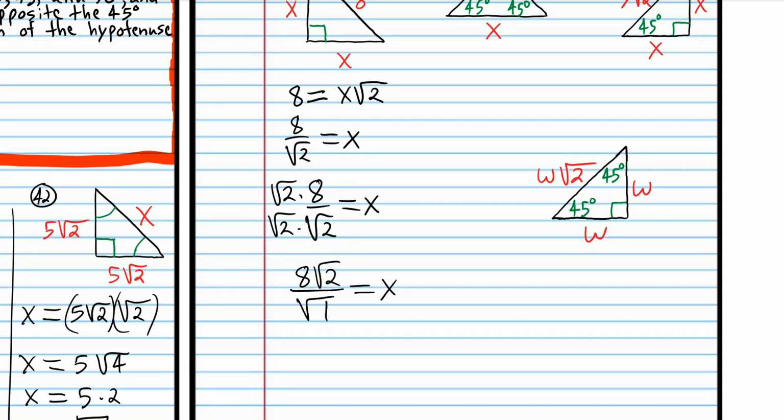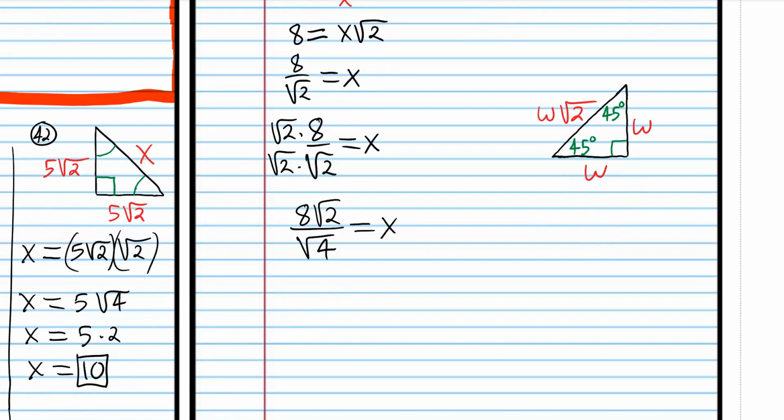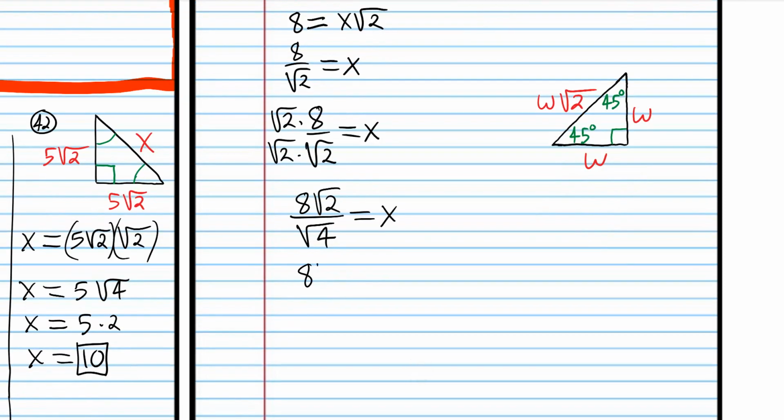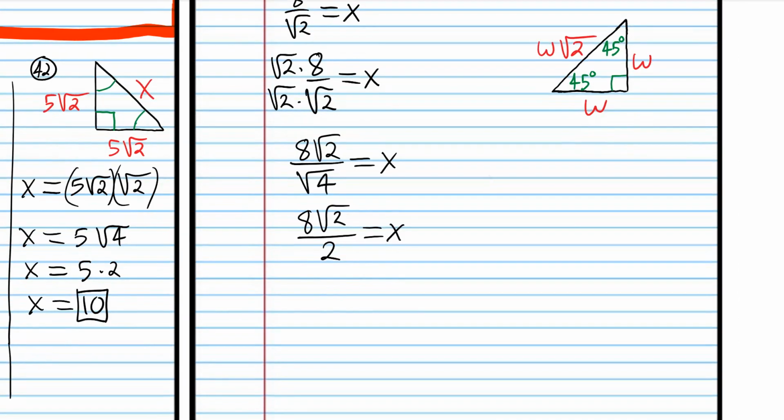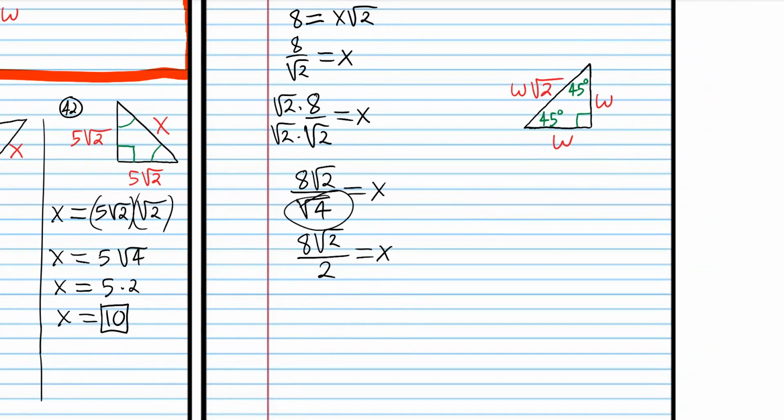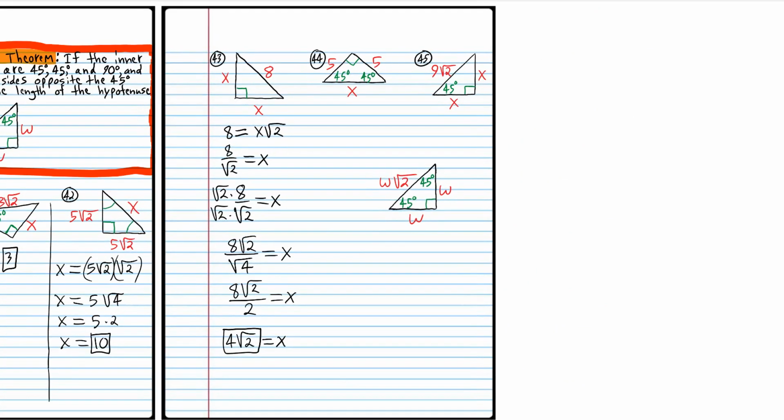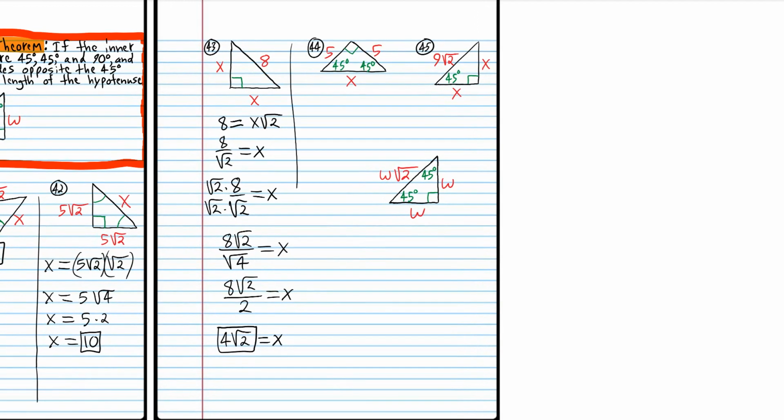And then root 2 times root 2 is root 4. But that just simplifies to 2. What number times itself is equal to 4? That's just 2. So now we have some more steps here because 8 is outside of the root, so we can actually divide 8 by 2. 8 divided by 2 is 4, so we have 4 root 2. So the answer to that one is 4 root 2.